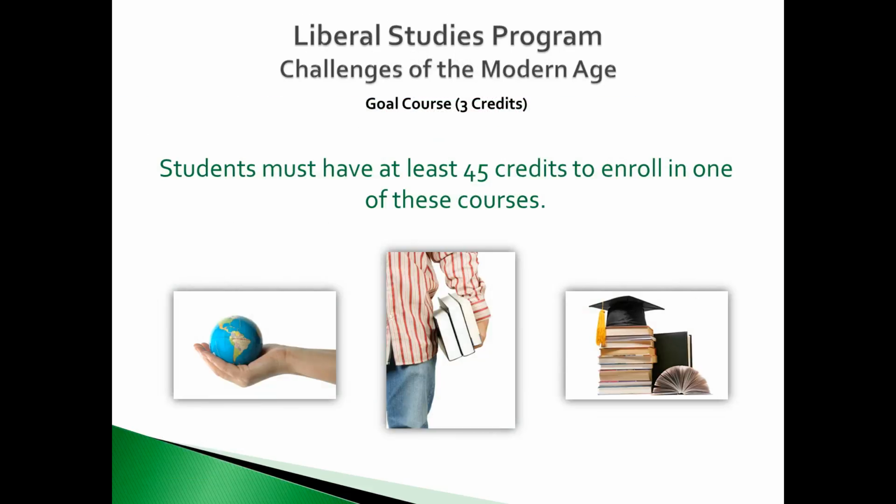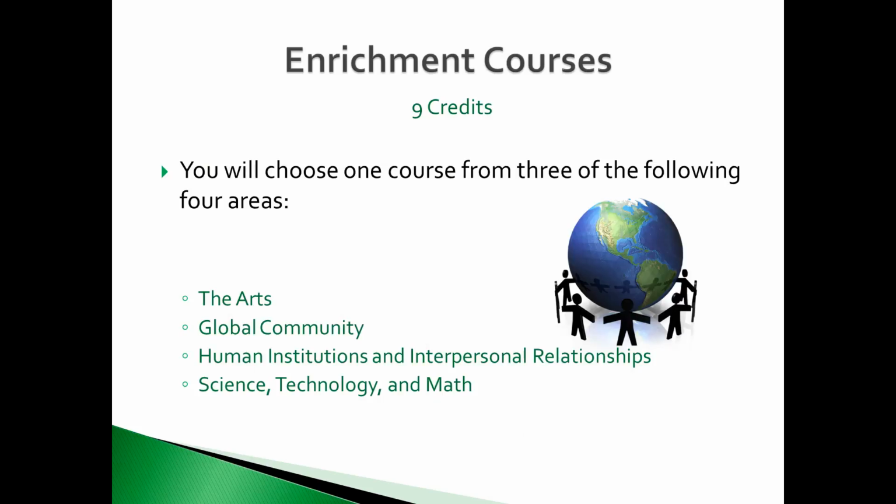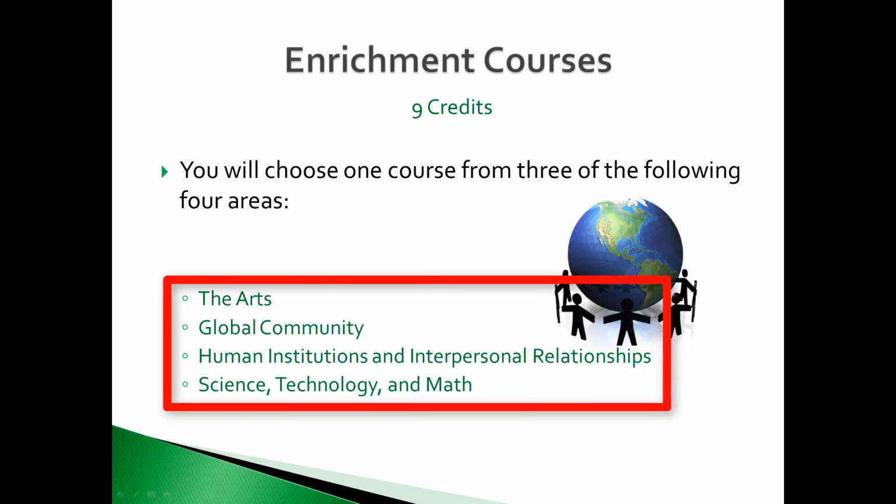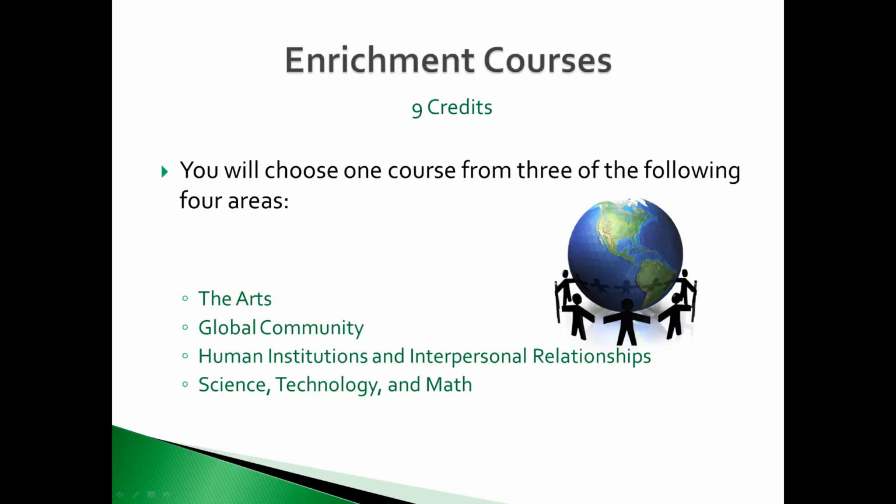Students should check their major requirements before scheduling a math course to see if there is one required for their major. After a student obtains 45 credits, they will then be able to take a course from our Challenges of the Modern Age goal block. All courses in this block are either 300 or 400 level courses. The last Liberal Studies block is enrichment courses. Students will choose from 3 of the following 4 areas to complete this requirement. Students should check their required courses to see if there is a course required for their major.